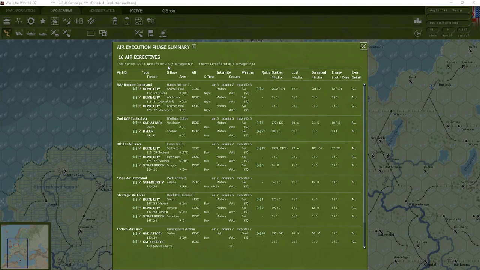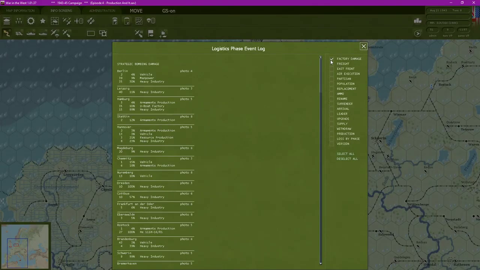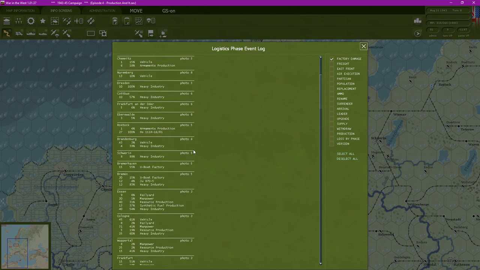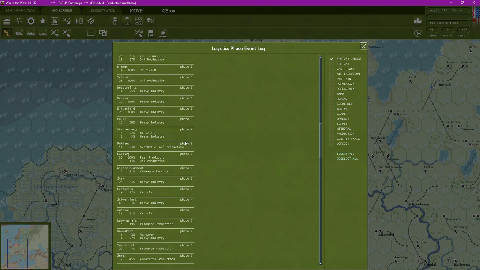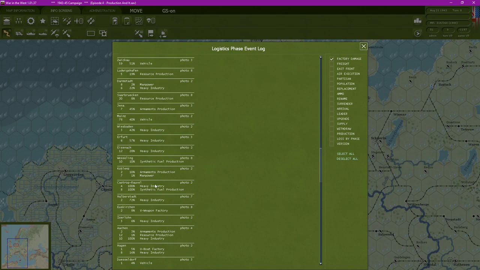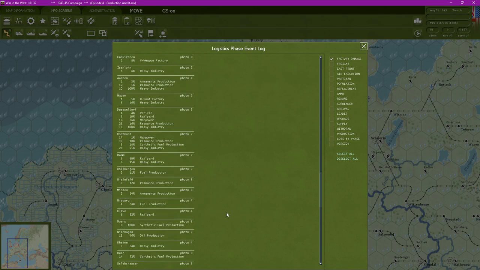Okay, aircraft loss was actually quite low. Okay, let's see what damage we did to the Axis factories. Right, that's practically knocked out in Hamburg. Not had a good amount of the heavy industry here. Well, that's gone. Dusseldorf hit hard.